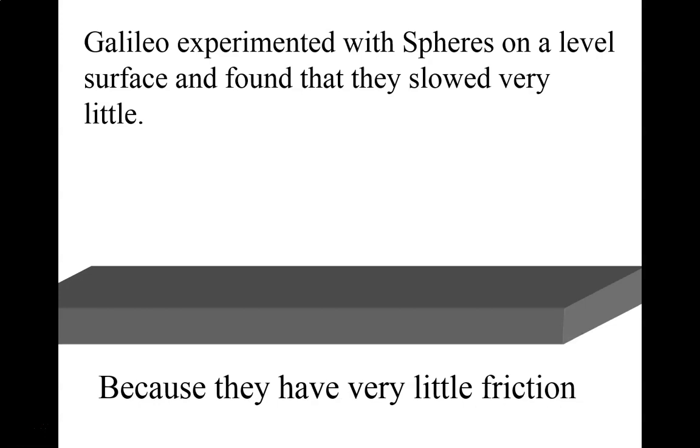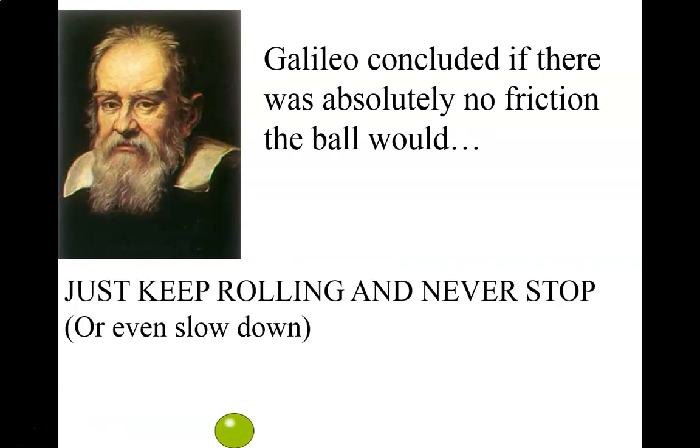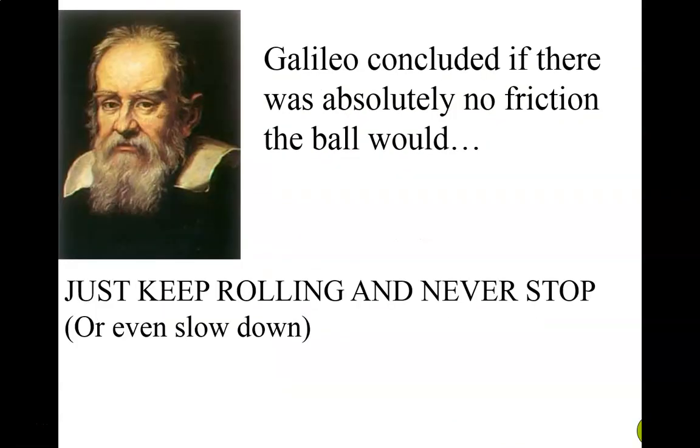So Galileo experimented with balls, spheres, and he rolled them, and he found that they slowed down very, very little over the course of a distance because there was very little friction involved. And he came to the idea that if there was no friction, the balls would just keep rolling on forever and never stop or even slow down. So he came up with basically Newton's first law, which was that an object in motion tends to keep in motion and not slow down or stop unless something causes it to do that.